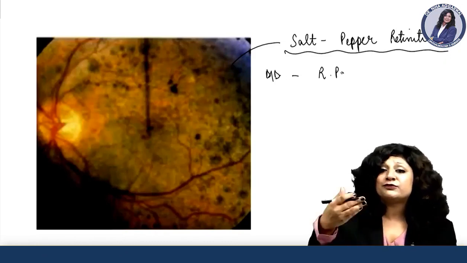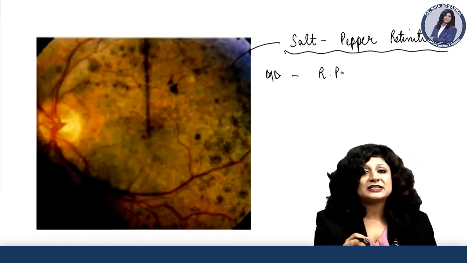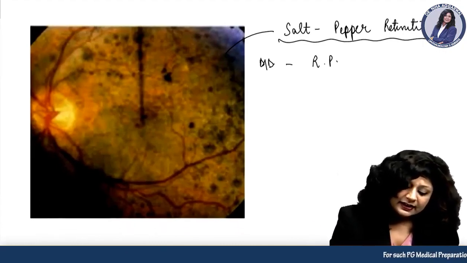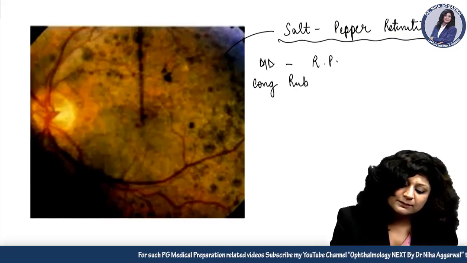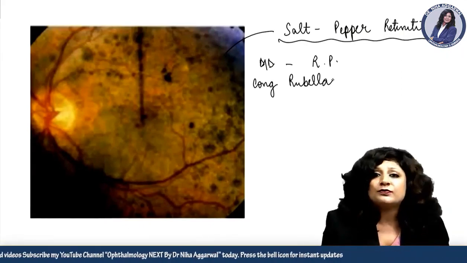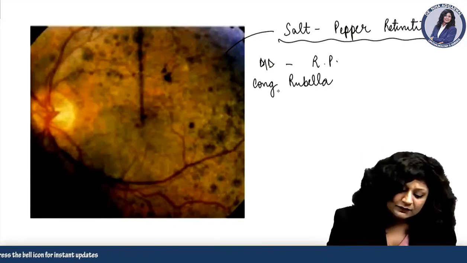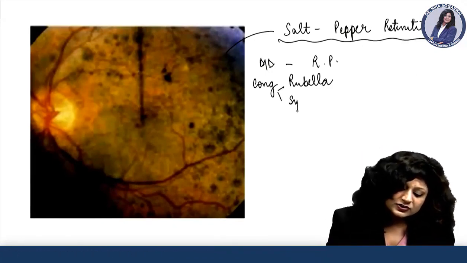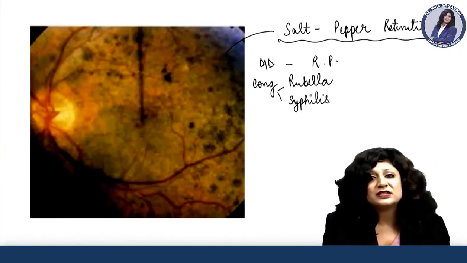Then what are the different causes of this salt and pepper retinitis? Because it is again an important DD. Here we have congenital rubella, which is the most common as well as the most important DD of salt and pepper retinitis, that is congenital rubella. Then we also have congenital syphilis.